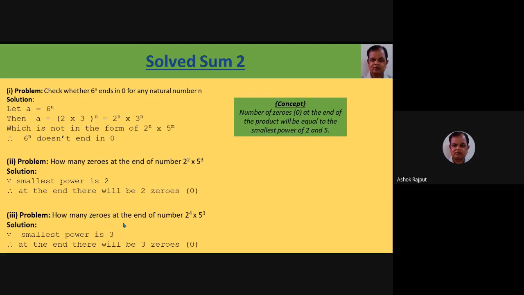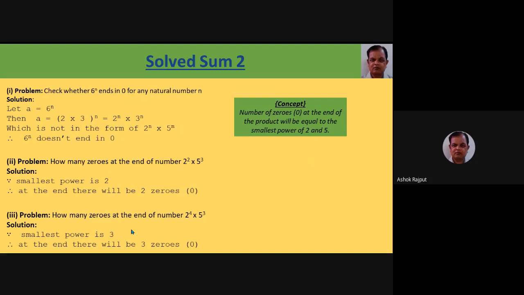How many zeros are at the end of the number 2 raised to the power 4 into 5 raised to the power 3? We are seeing here its power is 4, its power is 3, here 3 is smallest. So at the end there will be 3 zeros. It is very simple. We will compare the powers and the zeros will be as the smallest power. Now we are going to the next question. Have you understood?